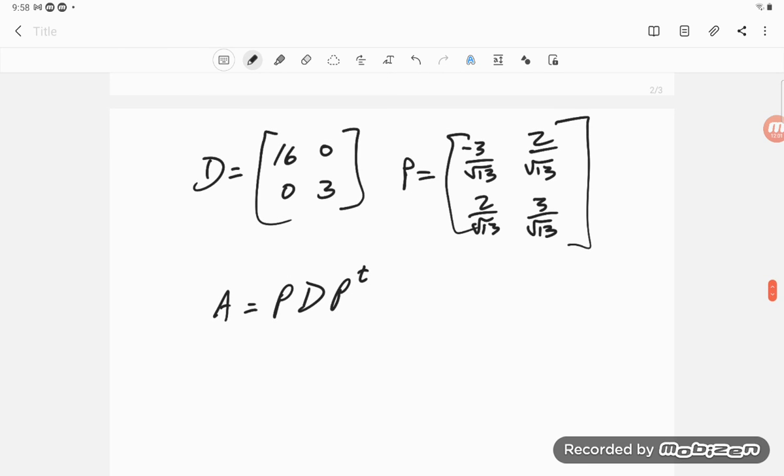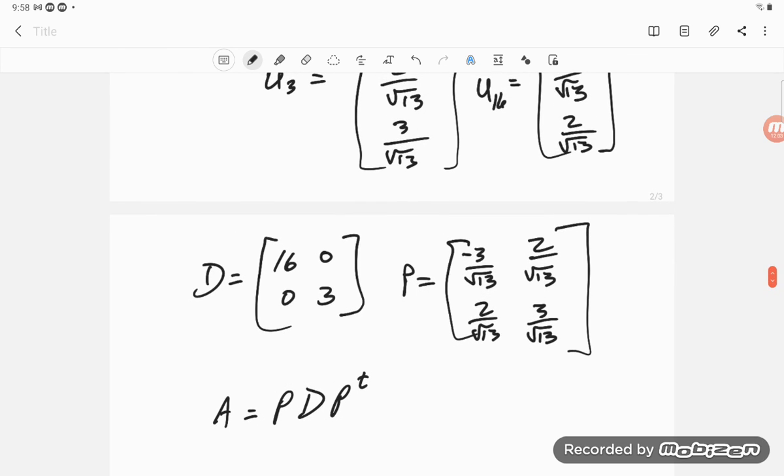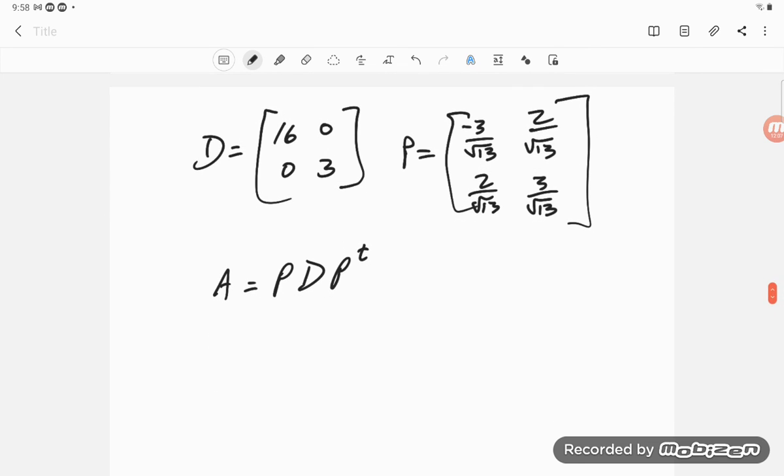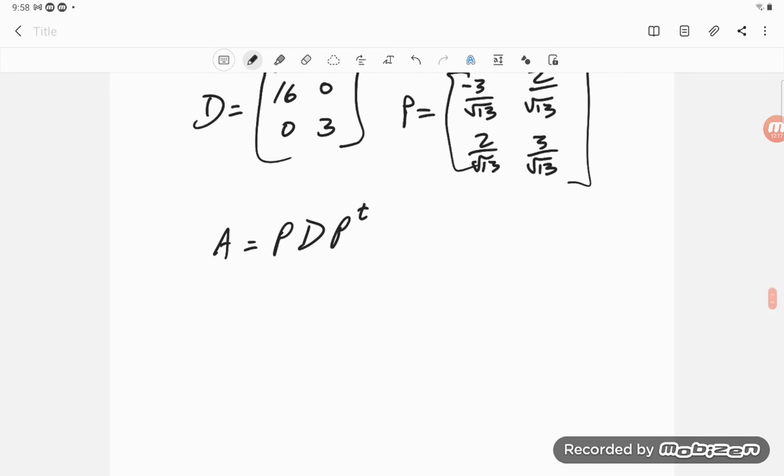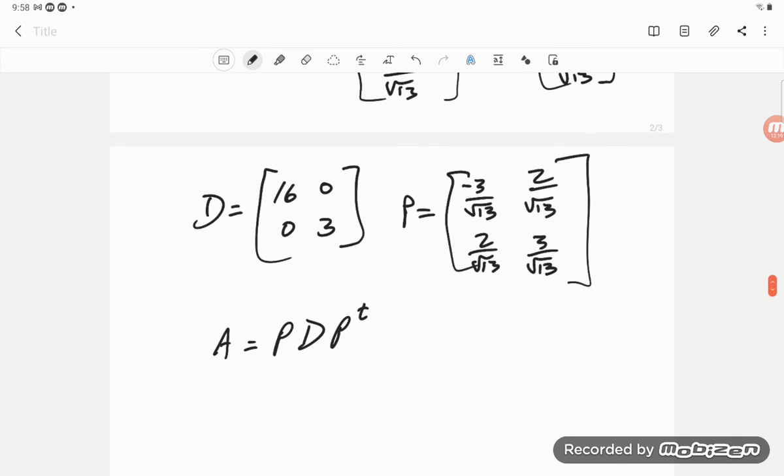Okay. And again, I know they're unit vectors and I know they're orthogonal, so I know P times P transpose does give me I. So that's a nice little example. And there we go for that piece. And we'll call that done.